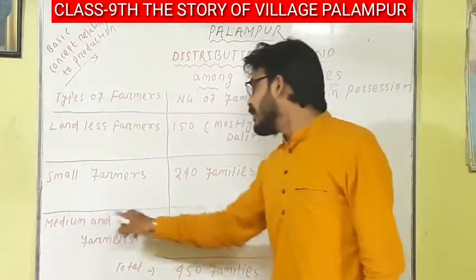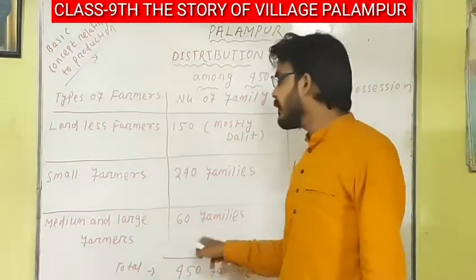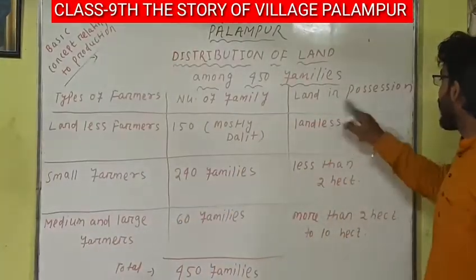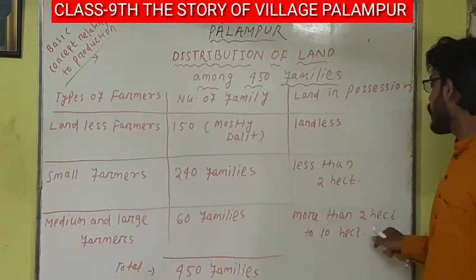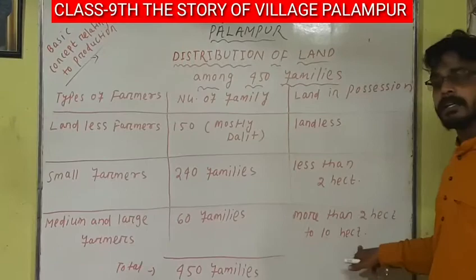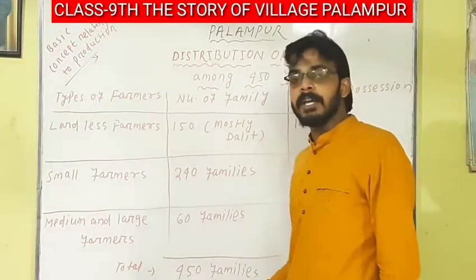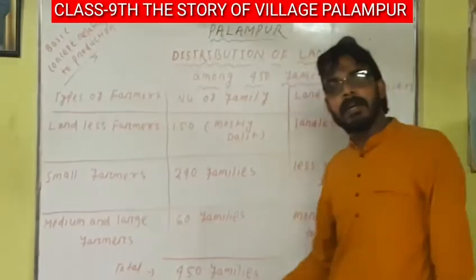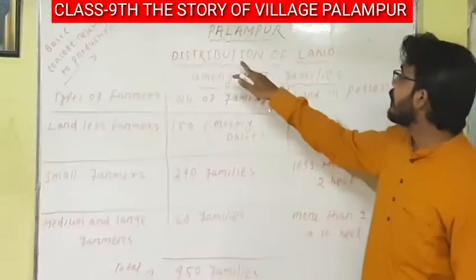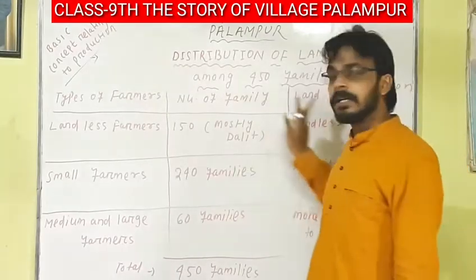Then third, medium and large farmers. There are 60 families. They belong to medium and large farmers, with land in possession of more than 2 hectares up to 10 hectares. So a total of 450 families are in Palampur. Most of the time in your exam, you have to draw a table of the distribution of land among 450 families.